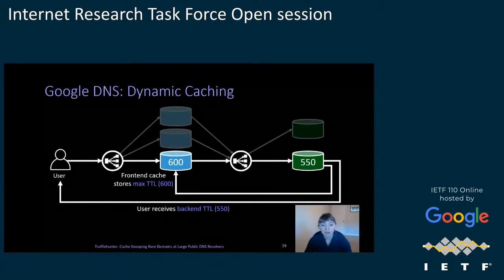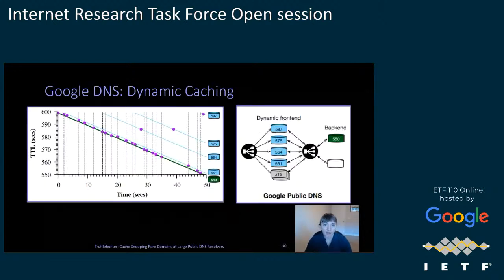The TTL less than the maximum value, let's say 550 seconds, is going to get sent back to the user. But at the same time, the front-end cache is going to store the record, and it's going to store the maximum TTL, which in this case, let's say it's 600 seconds. So you can think of it like this. Every request that comes into Google DNS has a chance to spawn a new cache that is visible to cache snooping. So that's great news for us as researchers running a measurement study, because we will see a much greater percentage of unique queries on Google than we will anywhere else.